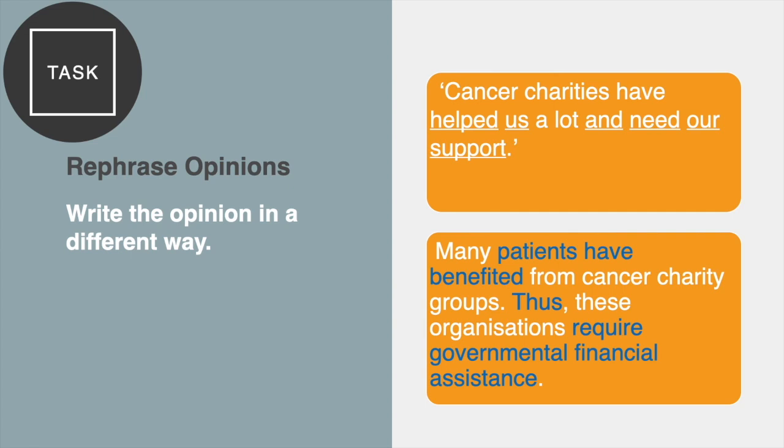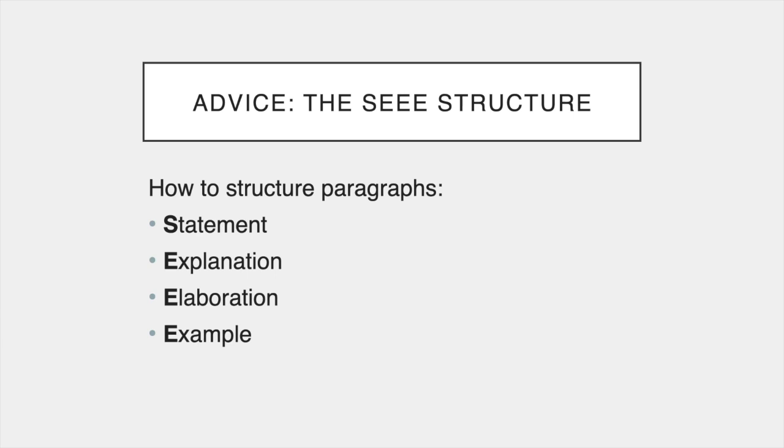In the rephrased sentence, "thus" was used rather than "and." This is because "thus" refers to a reason or a consequence, and the second sentence is a result of the idea expressed in the first. Next, "require" is more formal than "need," and "governmental financial assistance" is more accurate and specific than "our support."